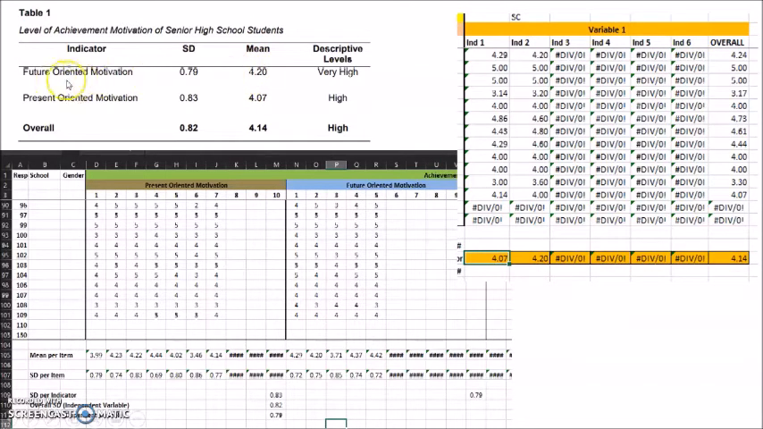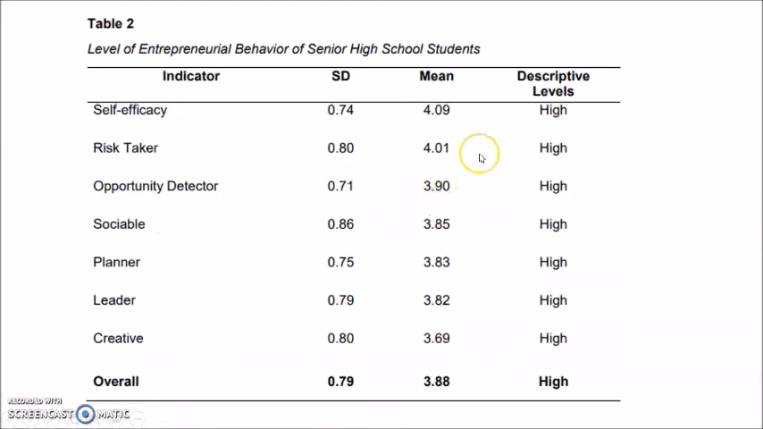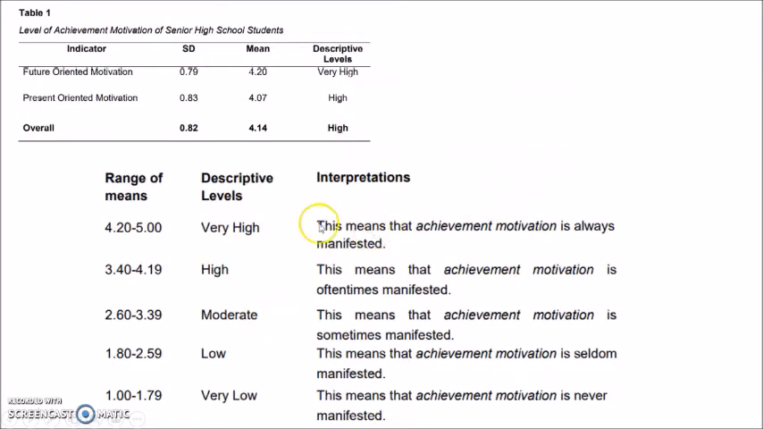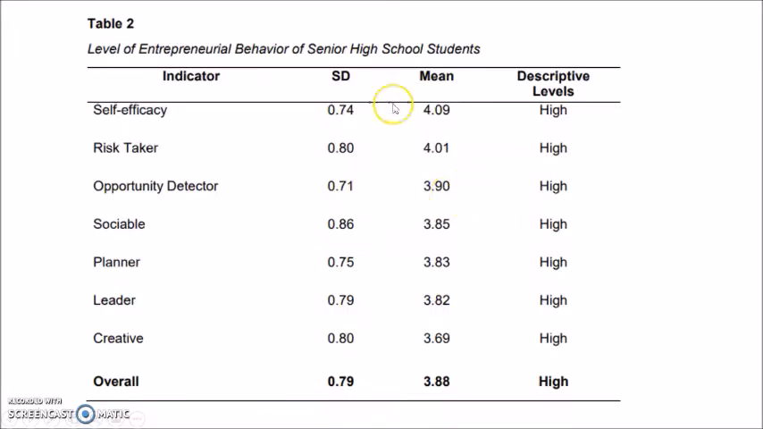Since 4.20, the future-oriented motivation has the highest mean, so it should come first in this table, followed by the second highest, and so on. Okay? I'll just show you another table, table 2. It is the same process we discussed, where the SD, the mean, and the descriptive levels are taken.